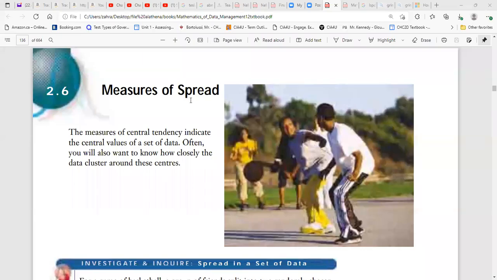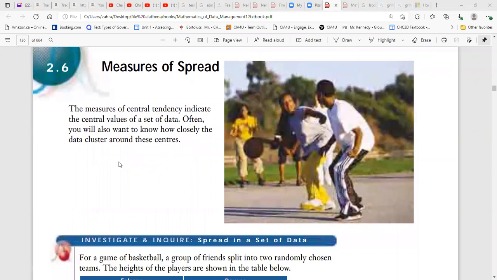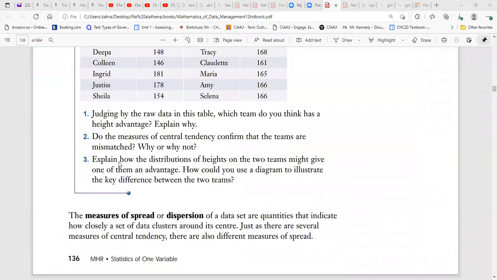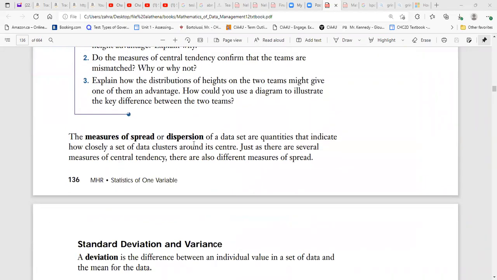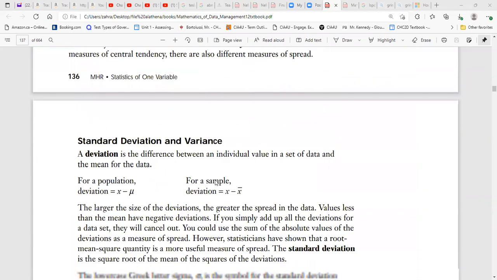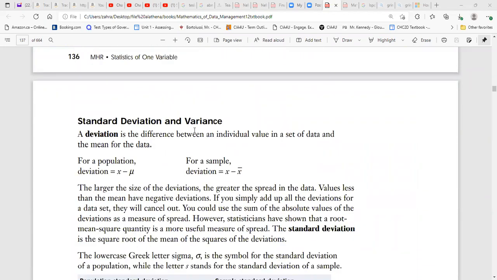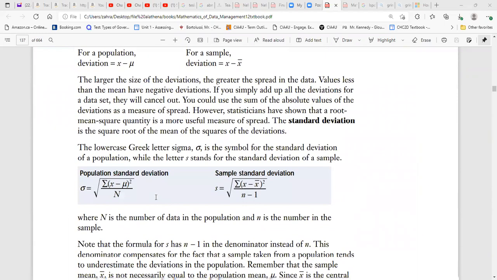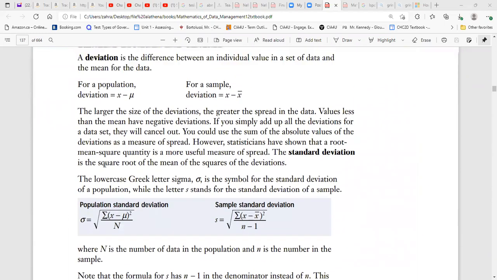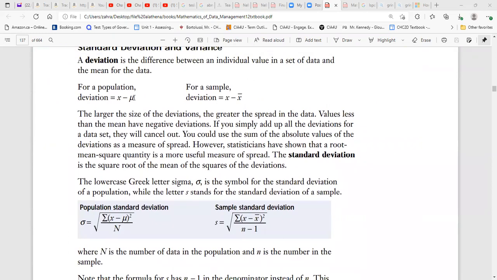Measures of spread, 2.6. If you want to measure the spread or dispersion, we can talk about the standard deviation and variance. What is the standard deviation? Deviation is x minus mu, which means how far your data is from the mean value.